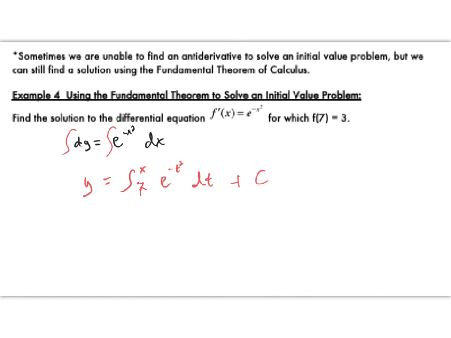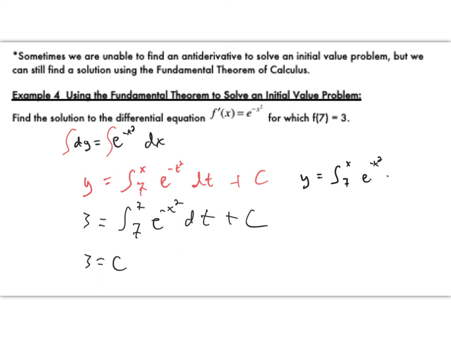Well, here's why. When we go ahead and sub in to try to find what our c is, we're going to discover that these limits of integration are the same, and that entire thing goes to 0. And if that goes to 0, then c is equal to 3. That's just going to be what our situation looks like. Okay? So our final answer here is going to be y is equal to the definite integral from 7 to x of e to the negative t squared dt plus c. And that's what that looks like.